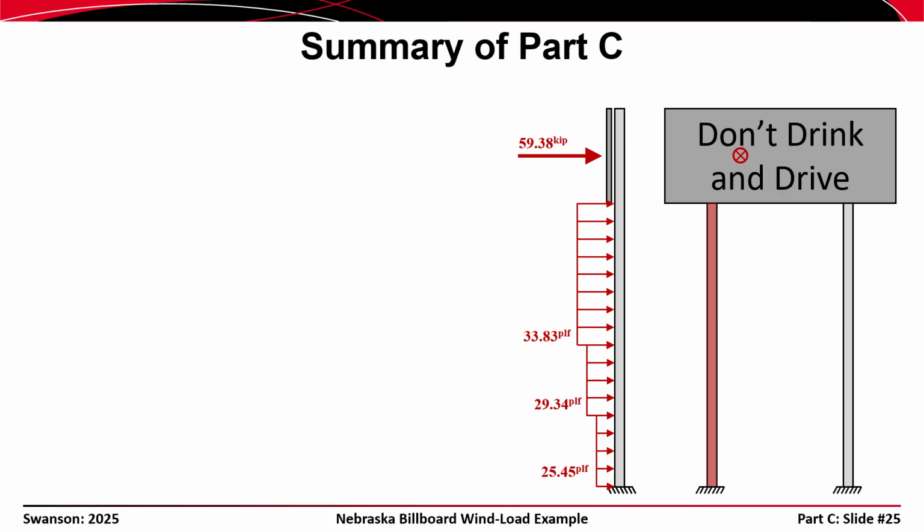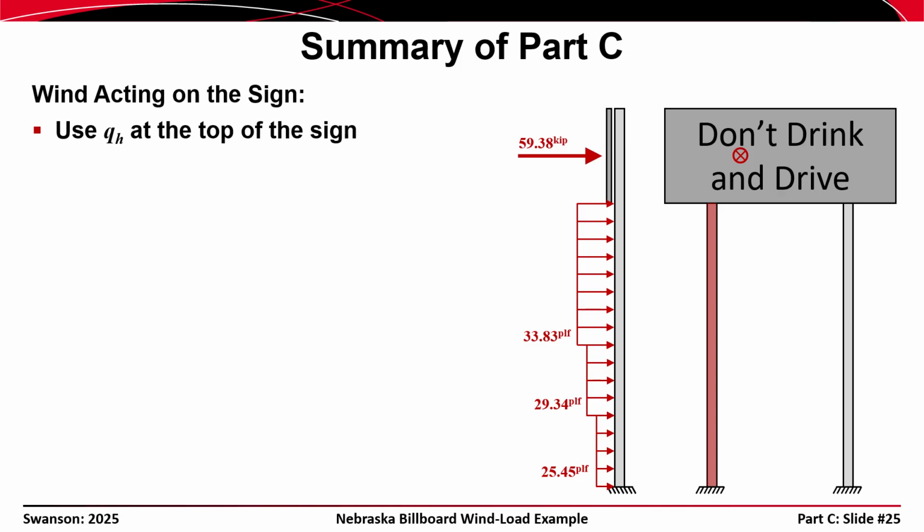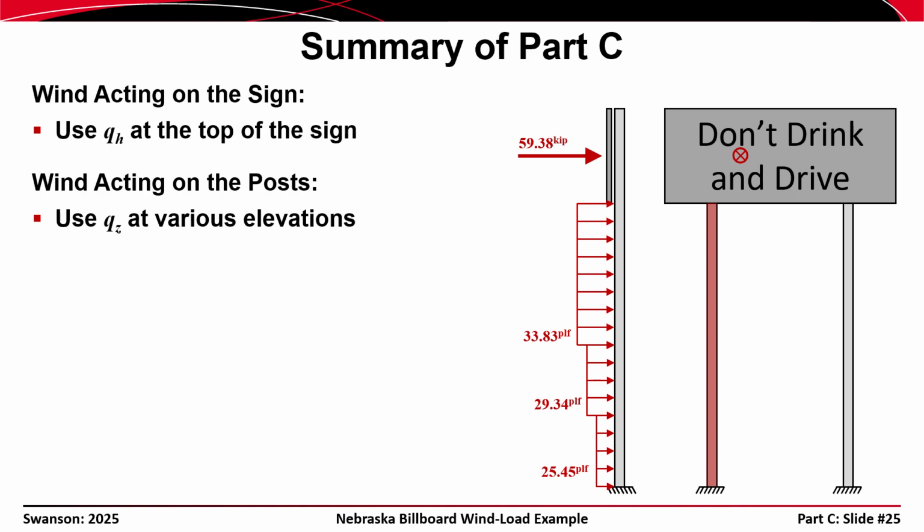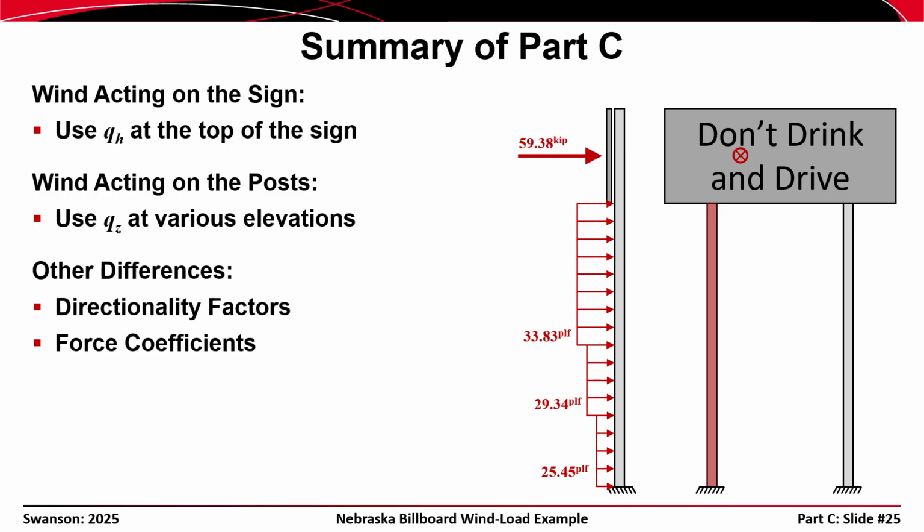That brings us to the end of part C of this example. In summary, when we calculate the wind loads acting on the sign itself, we use a velocity pressure Q sub h at the top of the structure. However, when we calculate the wind loads acting on the posts, we use a velocity pressure Q sub z at the various elevations over the height of the posts. Other differences that we encounter in calculating wind loads on the posts as opposed to the sign itself include different directionality factors and different force coefficients that are associated with the characteristics of the structural components.